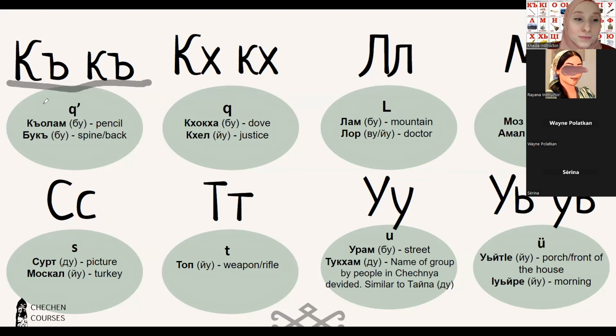So this letter is created by the simple k plus this sign. In Chechen language, we call it chorherk. In Russian, it's tвердый знак. It doesn't exist in English language. It's just another letter that separately exists in Chechen language.